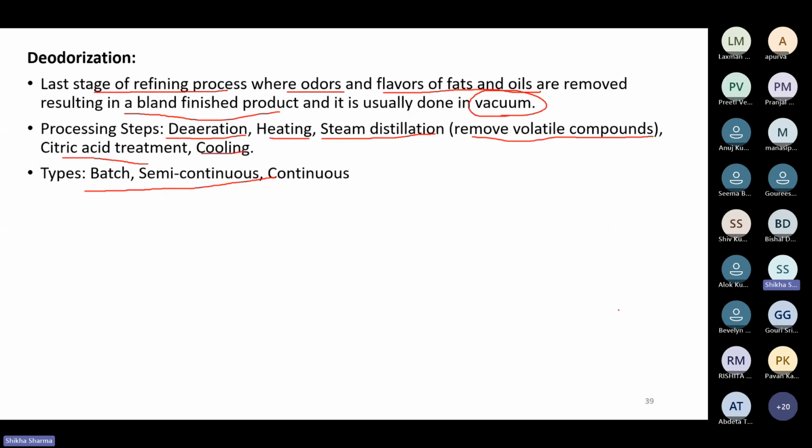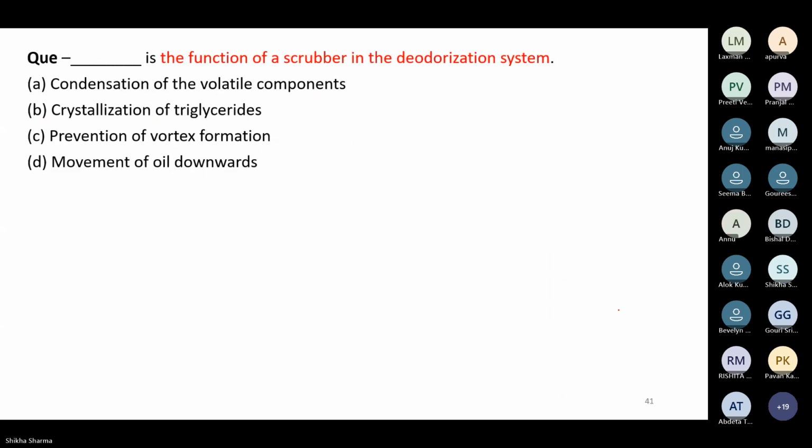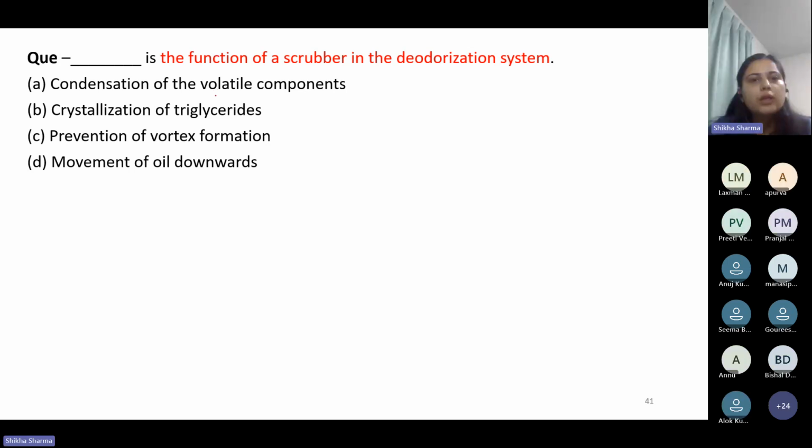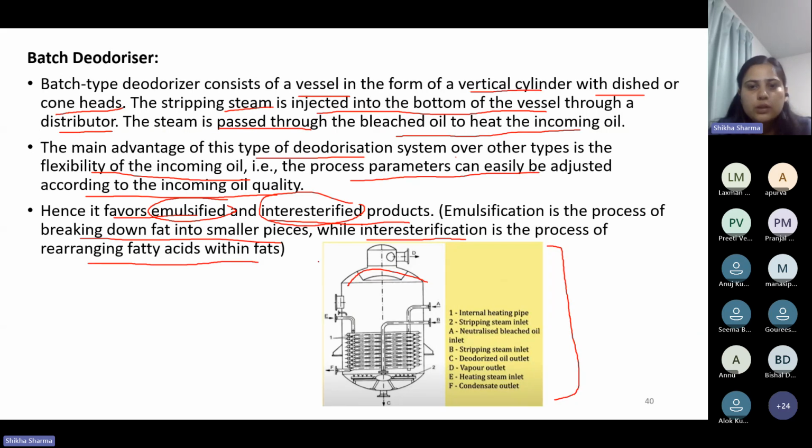So let's move to the next question, which is about the deodorization system only: what is the function of the scrubber in the deodorization system? First is condensation of the volatile components, second is crystallization of the triglycerides, third is prevention of vortex formation, or fourth is movement of oil downwards. So we just saw this is a kind of deodorization system. What is the function of the scrubber here?